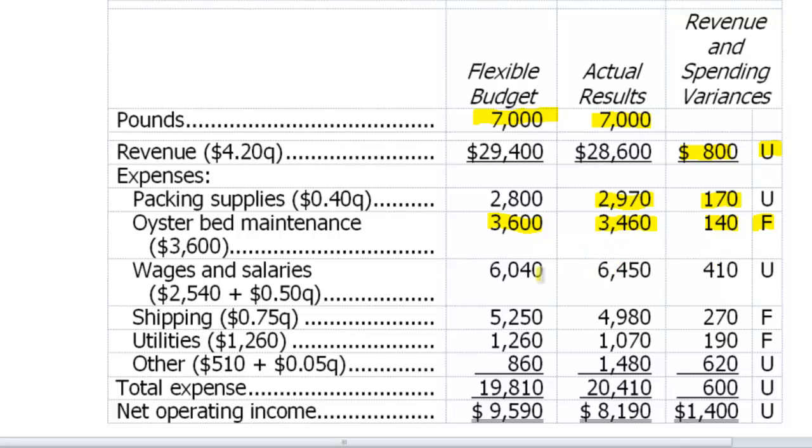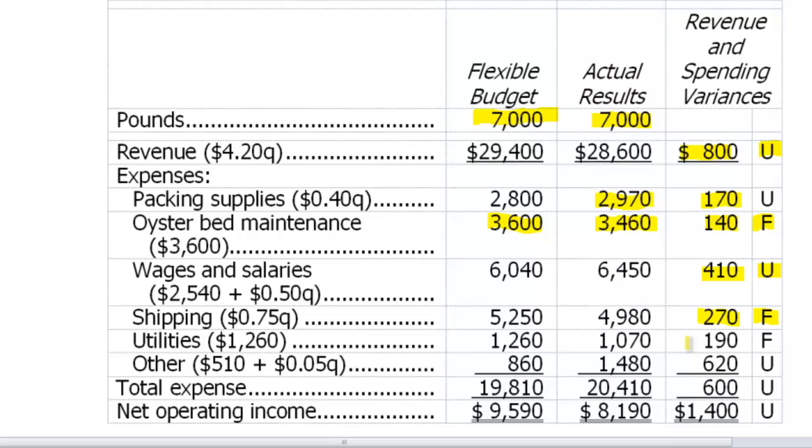Wages and salaries were supposed to come in at 6,040. They actually came in at 6,450. That's a difference of 410, and it's unfavorable because the actual results are higher than flexible. Continue going through the different expenses and you continue to see that our shipping expense is favorable by 270. We had less shipping expense than we expected. Maybe the 75 cents per pound was just an estimate. Maybe UPS had a sale going on. Maybe they gave us a volume discount that we weren't expecting. Anything's possible, but that 270 favorable variance needs to be explained.